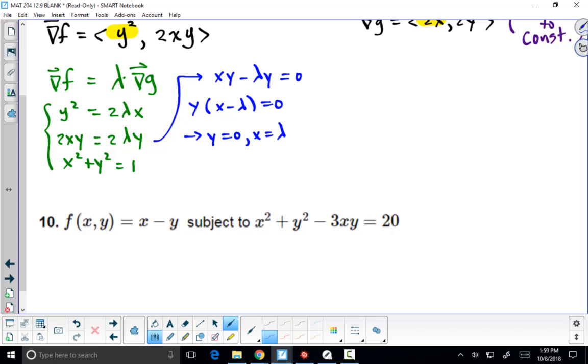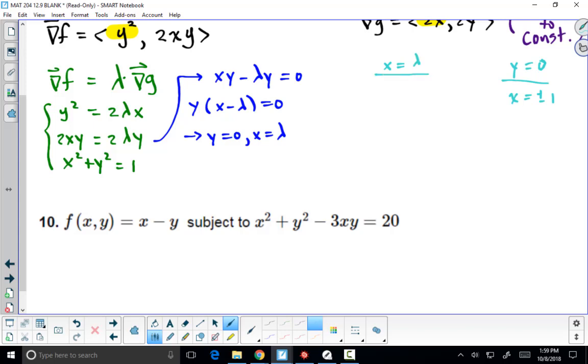So let's consider the case where y equals 0. It's not that interesting, but let's write it down first. When y is 0, we're going to plug that in down here. So when y is 0, what does x have to be? So x has to be plus or minus 1. And then when x equals lambda, that's going to be a more interesting case.